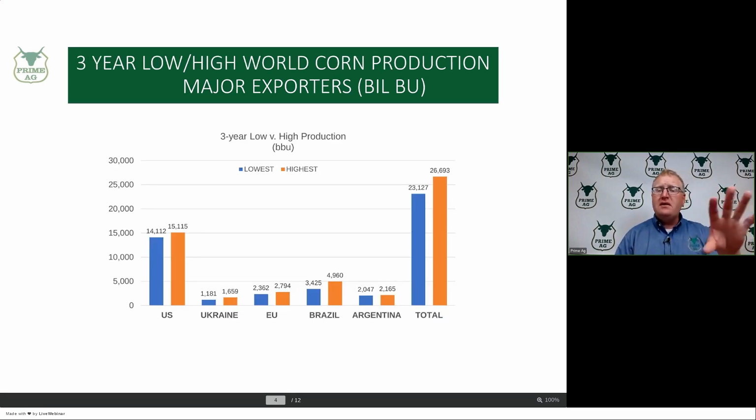Now, when we look at this last one on corn and go to the far right on our total, if we just look at the 3 lowest years of production compared to the highest years, you can get over a 3 billion bushel swing in corn production. If there are major issues all over, you can see where that's going to support prices. But if all cylinders click around the world, we can overproduce in a hurry when you look at this type of swing in production.